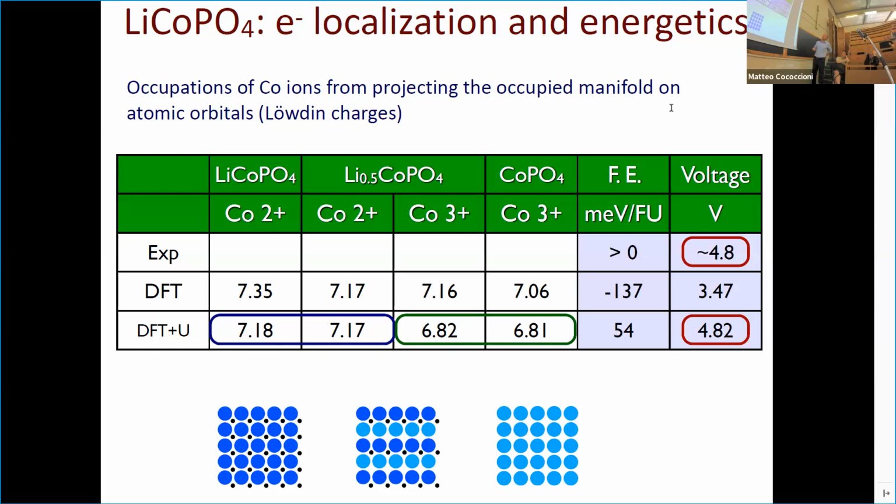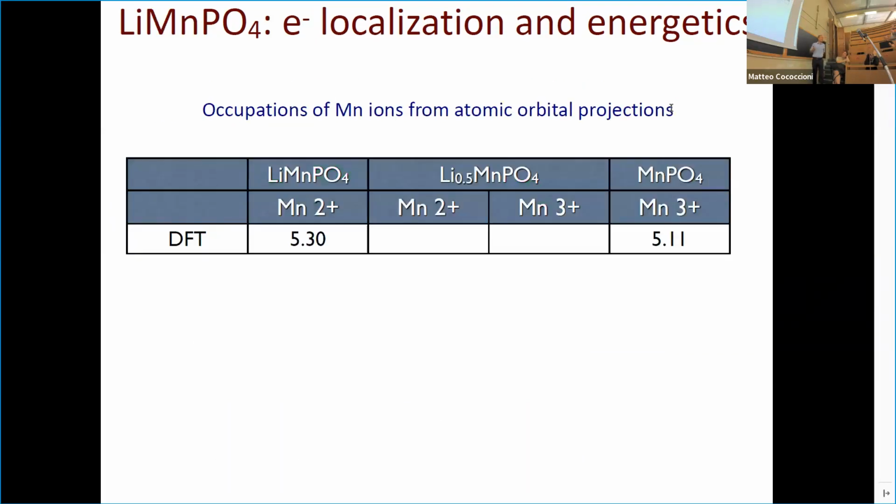Now, if one tries the same thing with another member of the family, basically the one based on manganese, one can try exactly the same trick. And of course, we start from a situation that doesn't satisfy us, because 2+ and 3+ are not well represented in comparison with the pure materials.